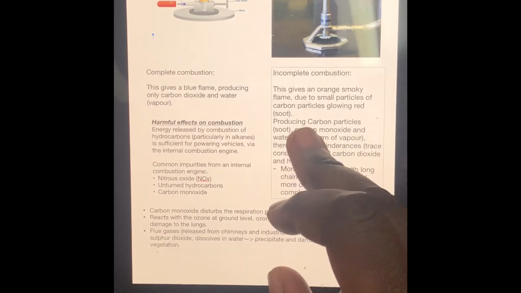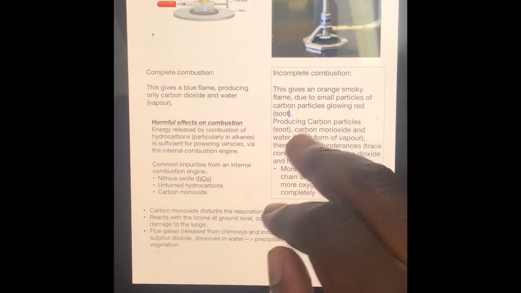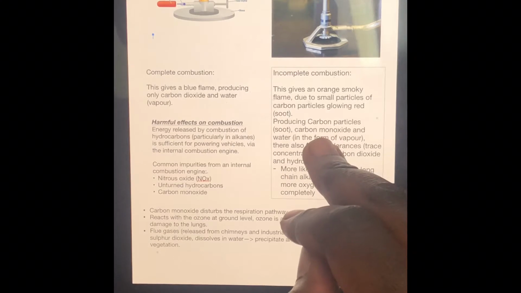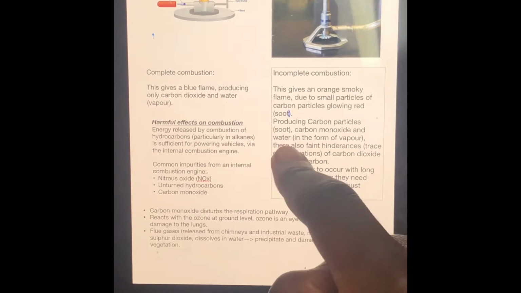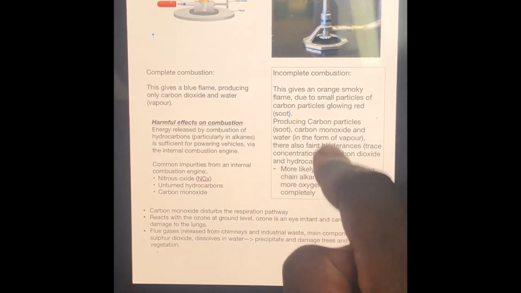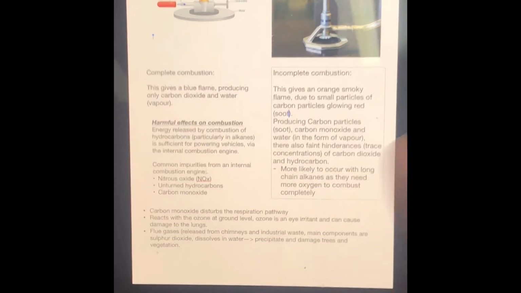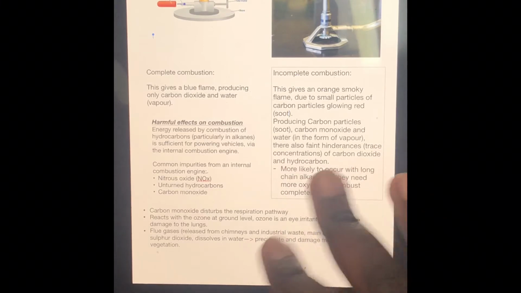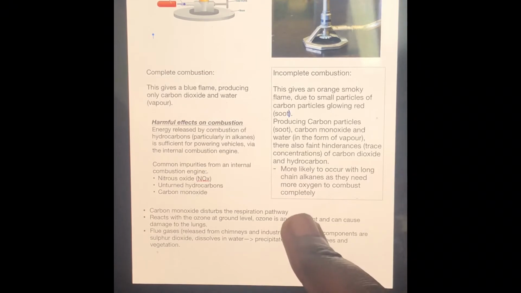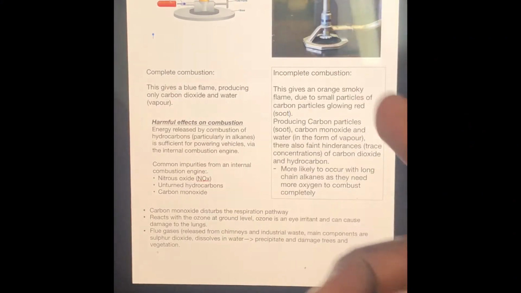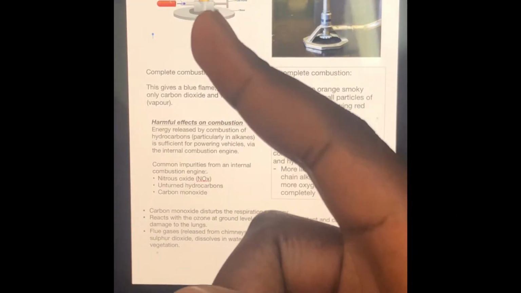Because you can't get full CO2, as there's not enough oxygen, the products are carbon monoxide, carbon particles, which is just your soot, and water vapor. You get some water vapor, but not a lot compared to complete combustion. You'll get trace concentrations of carbon dioxide, and some of your hydrocarbon won't combust at all. This is more likely to occur with long chain hydrocarbons compared to the other one. Short chain hydrocarbons are much easier to break down.